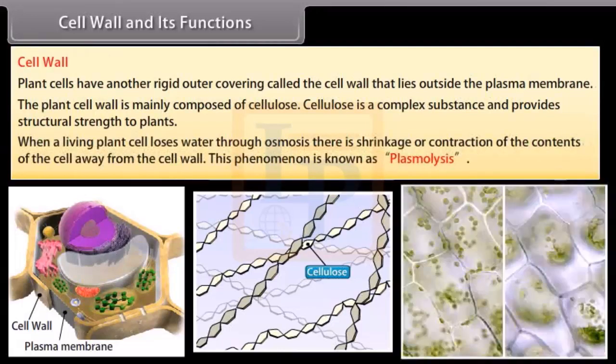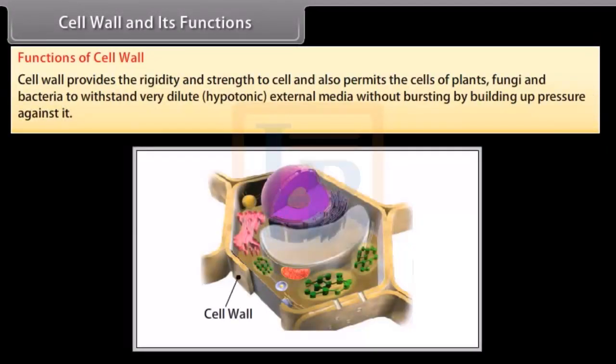When a living plant cell loses water through osmosis, there is shrinkage or contraction of the contents of the cell away from the cell wall. This phenomenon is known as plasmolysis. Functions of cell wall. The cell wall provides rigidity and strength to the cell and also permits the cells of plants, fungi and bacteria to withstand very dilute hypotonic external media without bursting by building up pressure against it.